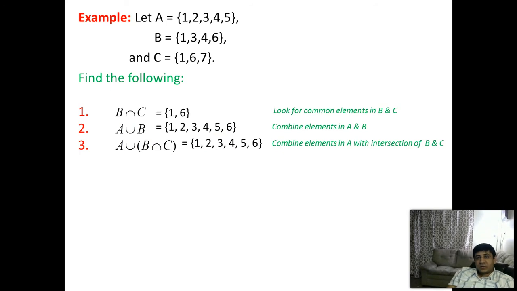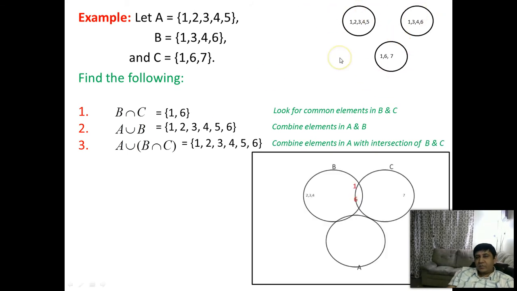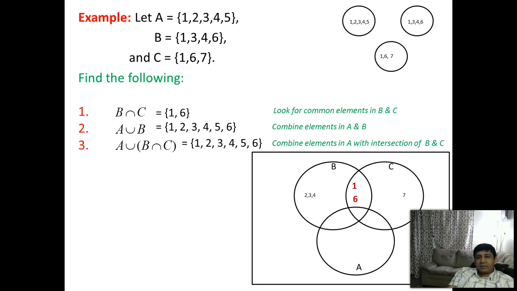Okay, so this was an example similar to your homework problems in which you have to deal with three sets and find different operations. And we can put it in the form of a Venn diagram as well. These three sets are written individually, and if you put them together, that's what your Venn diagram will look like, which will show all the intersections and all that.